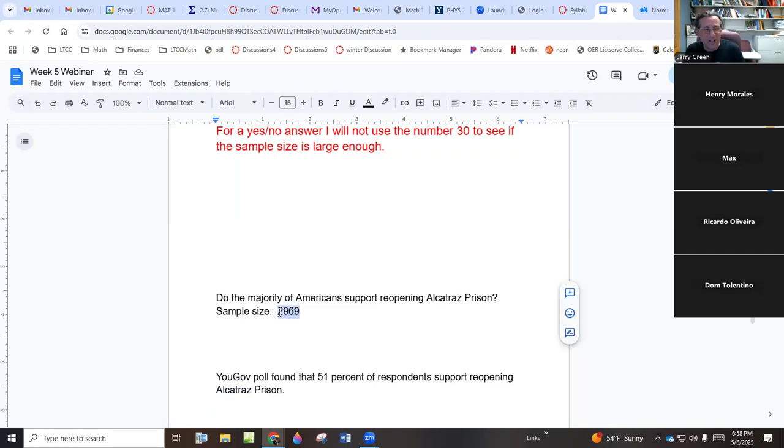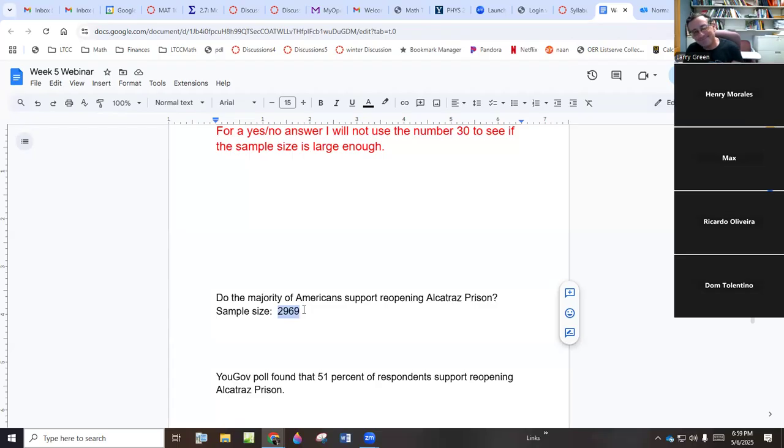Now, does that tell us that the majority of all Americans support reopening Alcatraz prison? Doesn't tell us immediately because they only asked 2,969. I didn't ask me. My guess is they didn't ask any of you either, but maybe I'm wrong. But they have a sample. So what we want to do is find the highest level that isn't the majority, which is exactly 50%. Majority means more than 50%. So exactly 50% is the highest number that's not the majority.